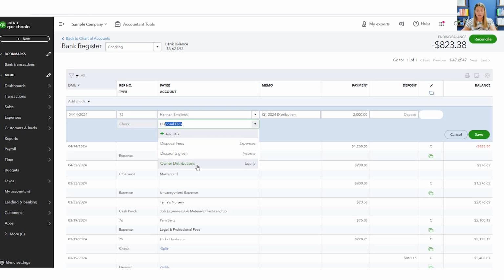The important thing here is that those owner's distributions are classified over here. If you can see that on the right, it's equity. Okay, so this does not come out as an expense like any other type of money going out. This is an equity transaction. So if you set up the account correctly, it will show equity. And so you're going to select that.